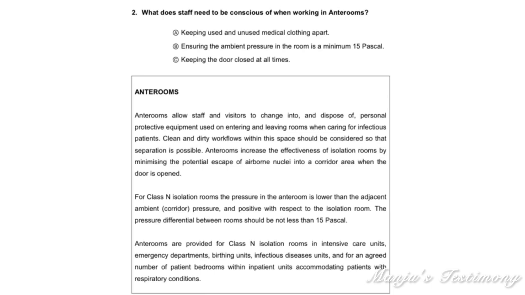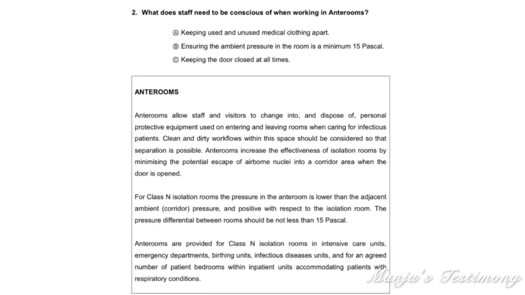And in the second sentence, they mention the pressure differences between these three areas. We explained the outside corridor pressure, the anteroom pressure, and the isolation room pressure, right? The pressure differences should not be less than 15 Pascal, not exactly the pressure inside the anteroom. But the option says that the pressure in the room should be kept under 15 Pascal. That is completely wrong, so now we can eliminate that option. Now we're going to move on to the next option, keeping the door closed at all times.